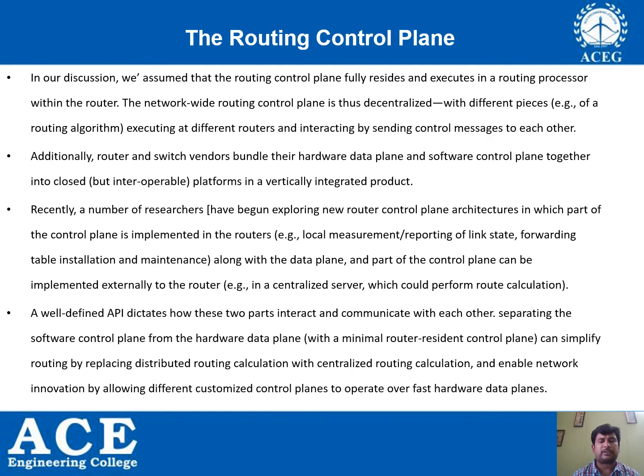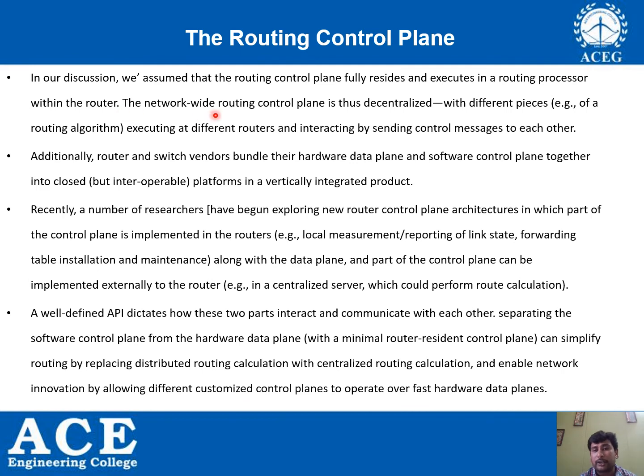The next topic which we would like to discuss is the routing control plane. When we discussed the router's architecture, we discussed that a router has 4 important components: input port, switching fabric, and output port, which together deal with the data plane, and the 4th component called the routing processor, which is associated with the routing control plane. In our previous discussion, while discussing the router architecture, we made an assumption that the routing control plane fully resides and executes inside a routing processor within the router. So our entire routing control plane will be implemented within the router inside a component called the routing processor.